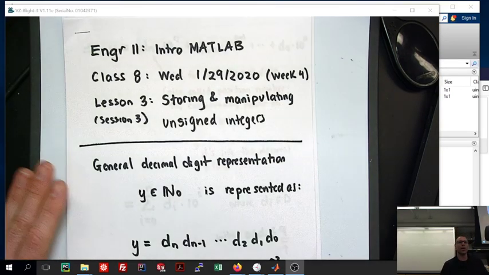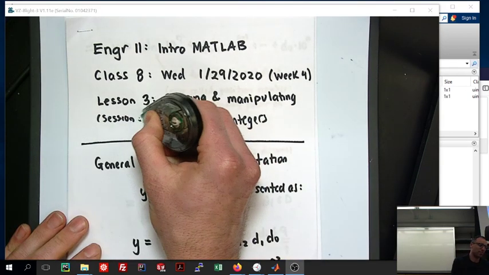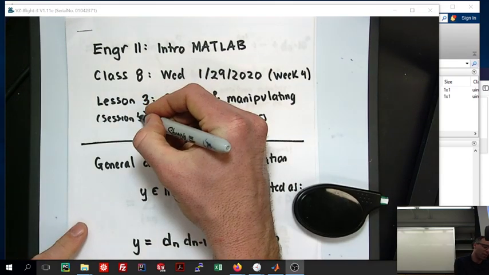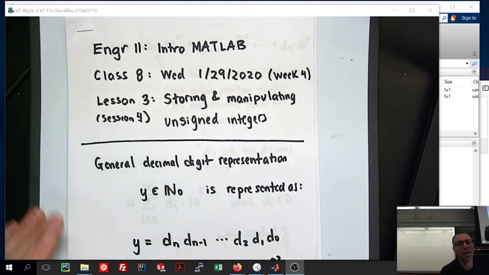Welcome back. We are in the fourth session right now. We did a 50-something minute session this morning. We're back at it for another 50-minute session. We're going to finish up unsigned integers.